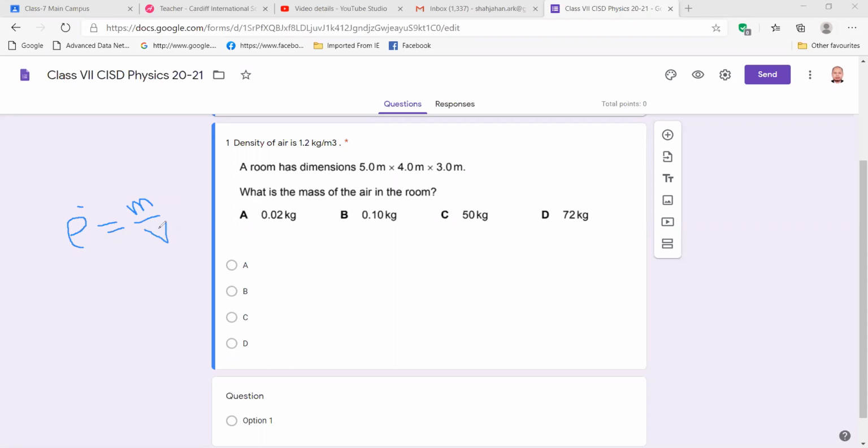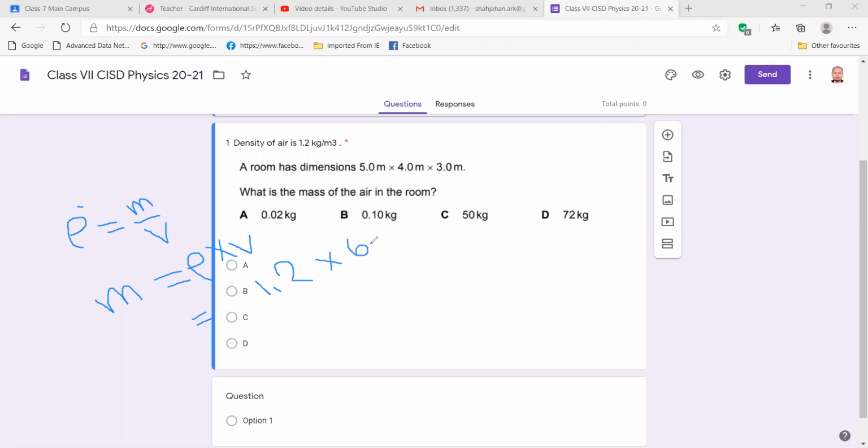The room's volume, you are getting from here. If you multiply, 60 m cube. Very good. Then do it, and the answer will be 0.02 kg. How much? Are you writing it this way? Do it, please. Density is given 1.2. Then volume is given how much? 60.